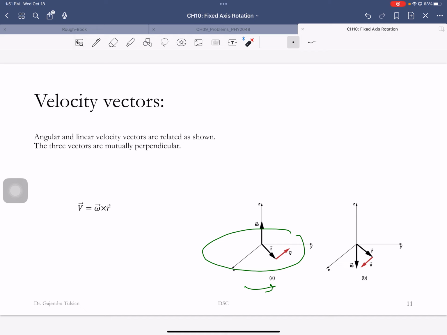So on this wheel, angular velocity is pointing that way. What is the velocity of this point? It's pointing in that direction. And omega cross r will give you a velocity in that direction.